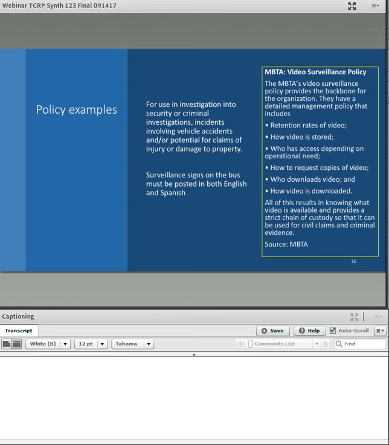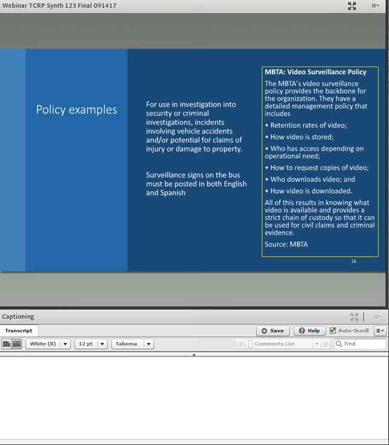Some of the policy examples that people offered to us were that the cameras were for use in investigation into security or criminal investigations, incidents involving vehicle accidents, and/or potential for claims of injury or damage to property. Another policy that some of the agencies have is surveillance signs on the bus must be posted in both English and Spanish. The MBTA, the T up in Boston, has a pretty substantial policy where it says the MBTA surveillance policy provides the backbone for the organization. Everything's associated with the camera and their services there. The cameras help them with service, with incidents, with everything.